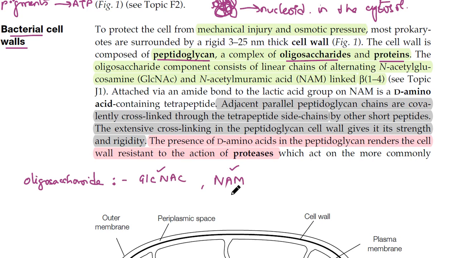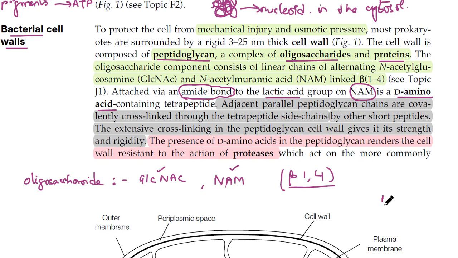Okay, and they are linked by what linkage? Beta 1,4 linkage. Very, very important to remember. GalNAc and NAM are linked by beta 1,4 linkage. Also see the lactic group on NAM. Just imagine on the NAM there is a lactic group, and on the lactic group, via an amide bond, there is an amino acid which is a D amino acid.